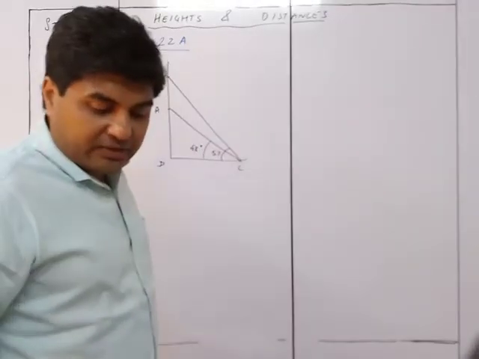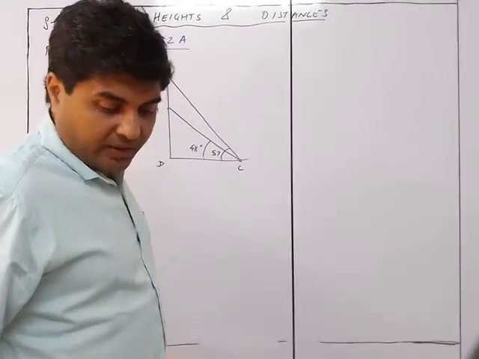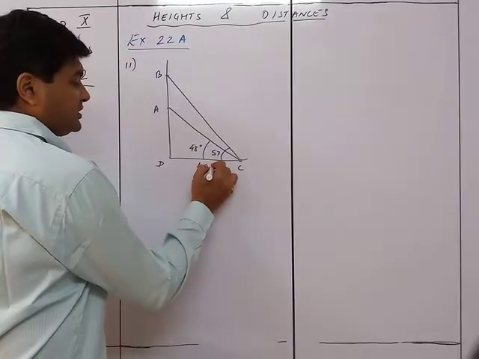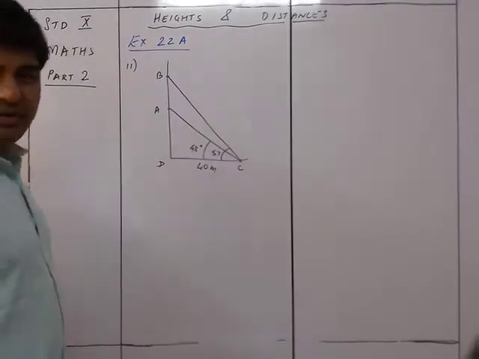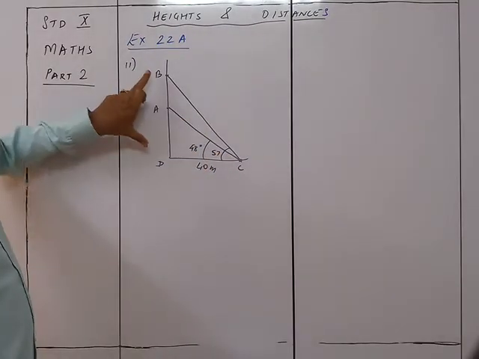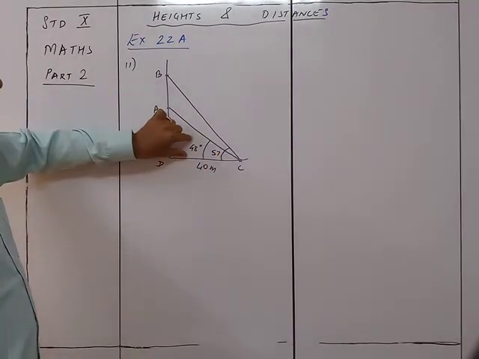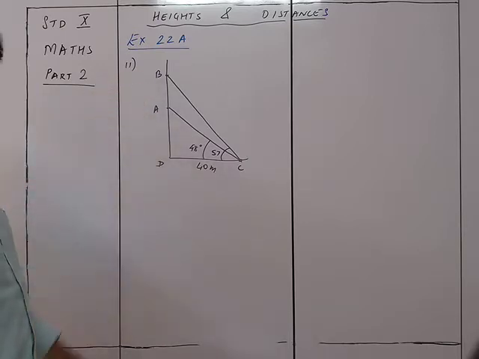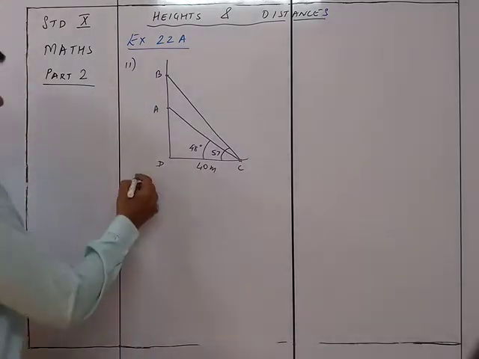You need to find out the distance between the two climbers, given that the distance between this and this is 40 meters. Very simple. With 57 degrees we are going to find out BD, and with 48 degrees we are going to find out AD, and subtraction of BD minus AD will give me AB. So let's see this one.